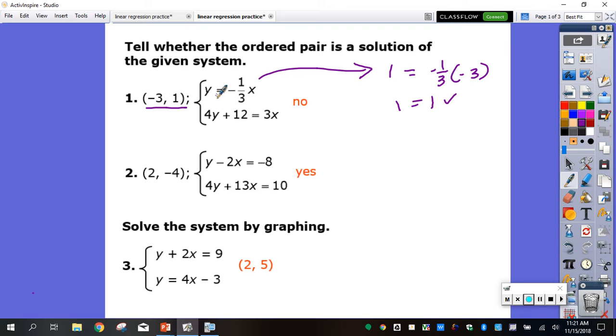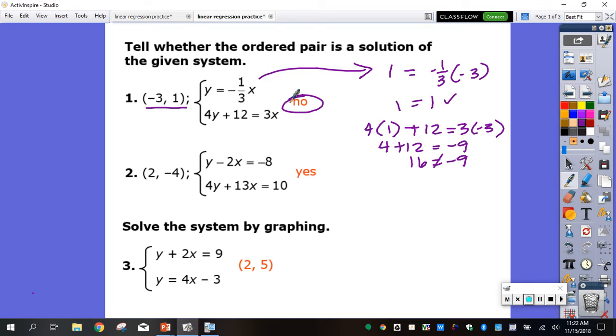But it's a system, so I have to check the other one. So 4y would become 4 times 1 plus 12 equals 3 times negative 3. This one I could do in my head because there's no fraction. So 4 times 1 is 4. 3 times negative 3 is negative 9. 16 does not equal negative 9. So this ordered pair is not a solution to the second equation, making it not a solution to the system.